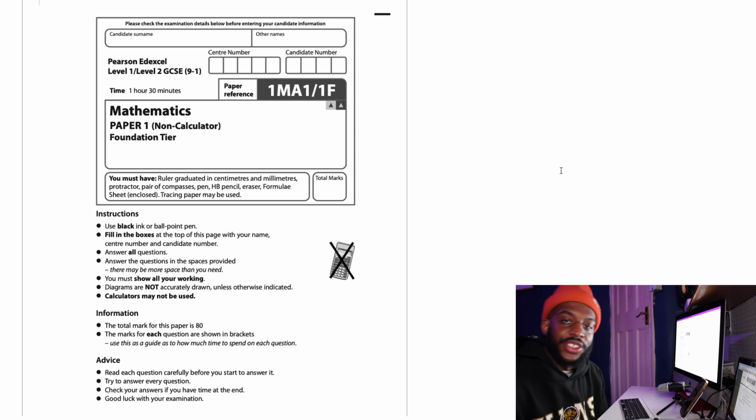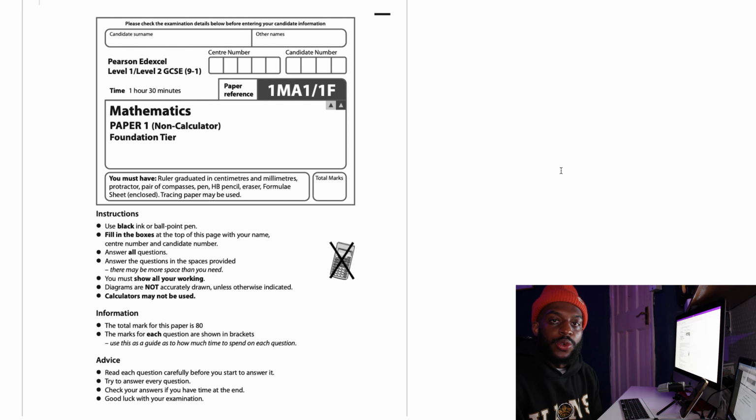If you're a Maths Foundation student and you're looking for a walkthrough, then this paper's for you. This is paper 1, May 2022.